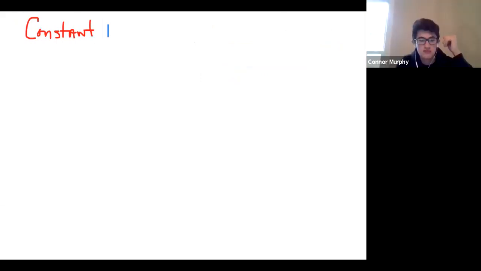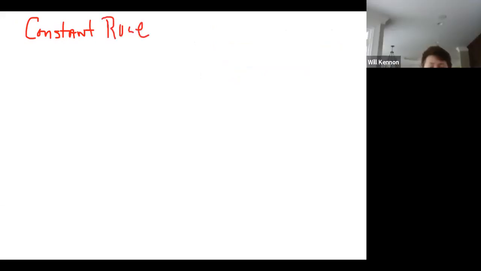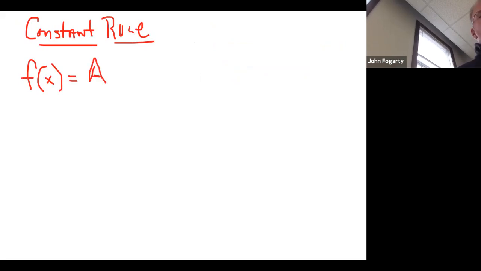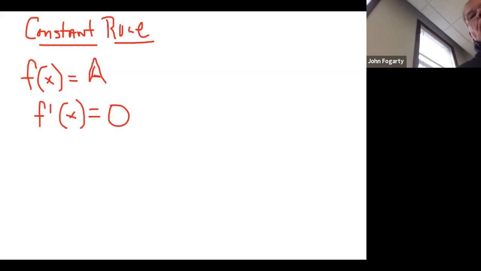Constant rule. What's constant mean? If I say constant, what's that mean? Unchanging. It doesn't change. It means a number. All righty? So now pay attention. Here's what the constant rule says. If you have a function f of x that's equal to some constant a, then the derivative f prime of x is 0. That makes perfect sense.